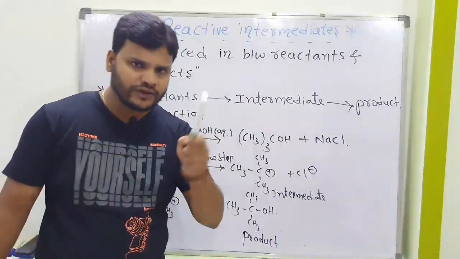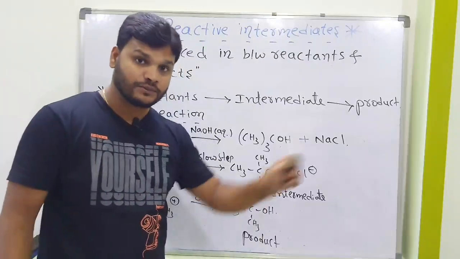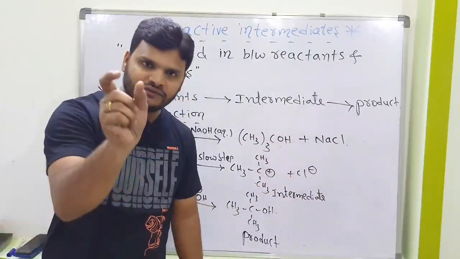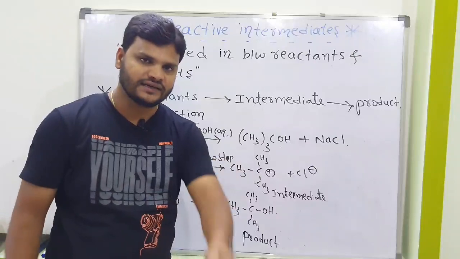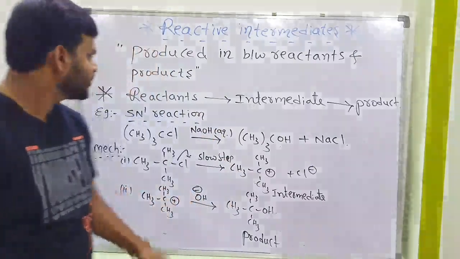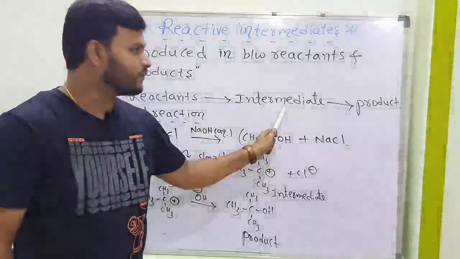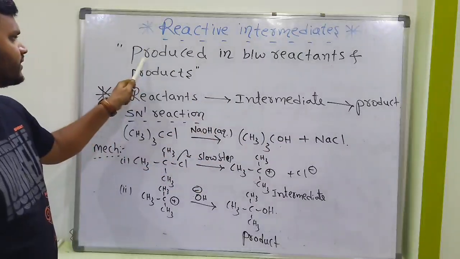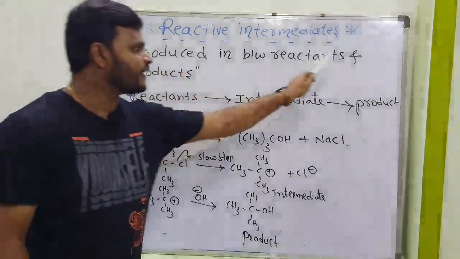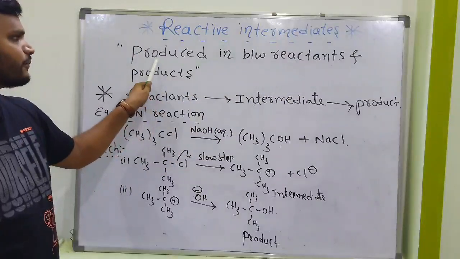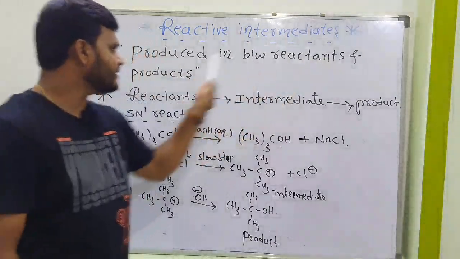Actually, when you observe a chemical reaction, reactants are on the left side and product is on the right side. But in between, one intermediate is there, that is the reactive intermediate. So reactants, product, and in between an intermediate is formed. That's the reason for this definition: these are produced in between reactants and products.